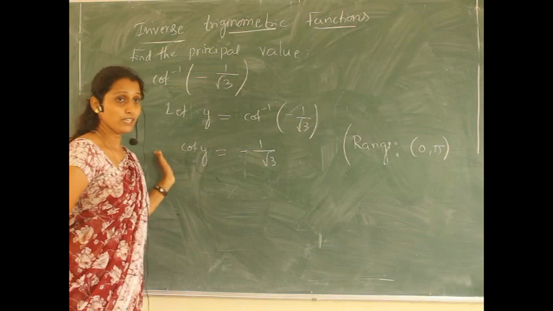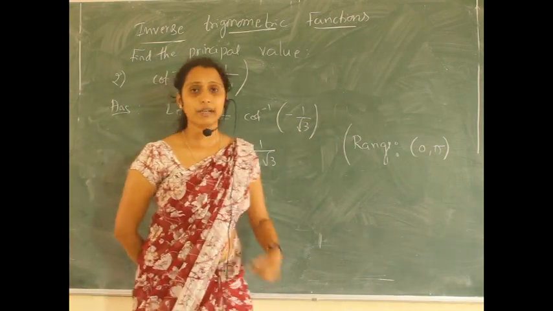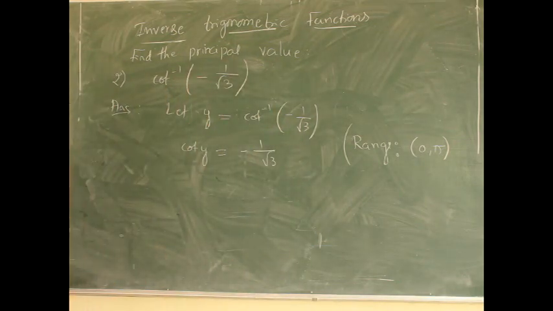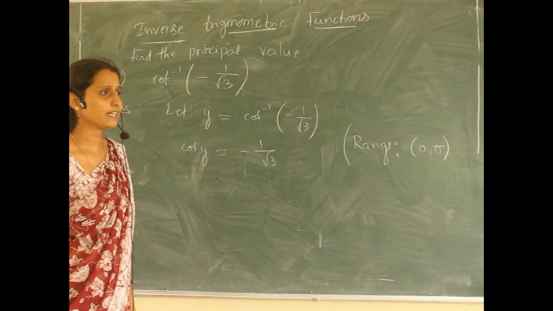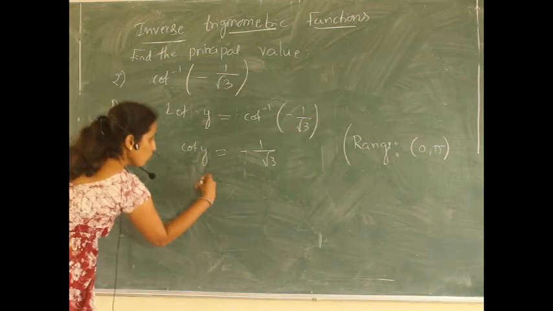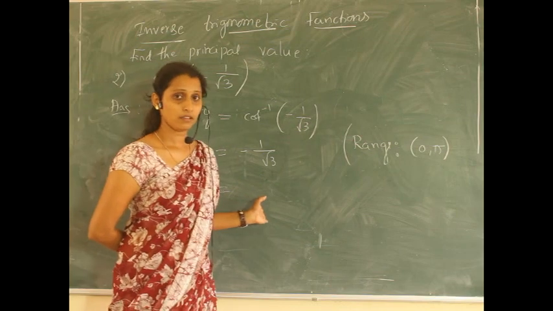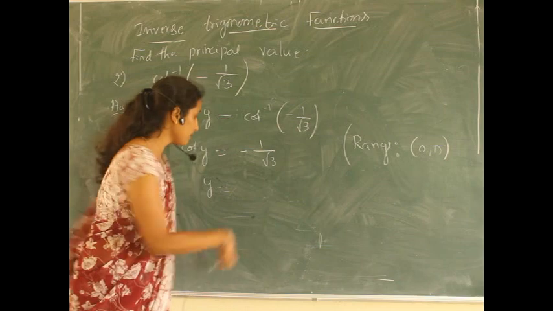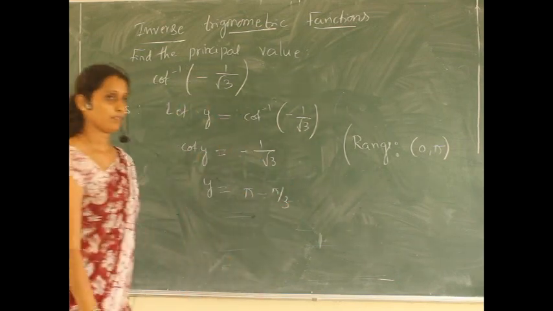So what is the value of y now? When it is in the second quadrant, we always write the angles as either 90 plus or 180 minus. Cot is plus 1 by root 3 when it is 60 degrees, and 60 degrees means pi by 3. So we cannot write y is just pi by 3, because it is in the second quadrant. A second quadrant angle is always pi minus pi by 3.